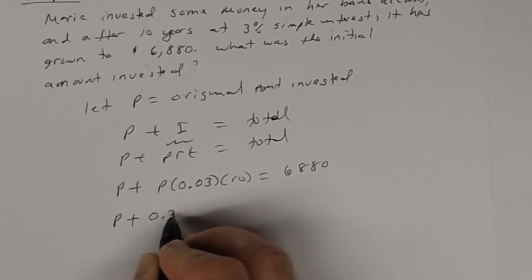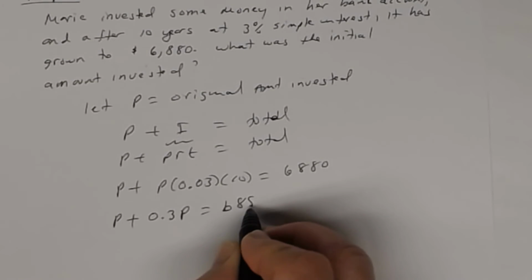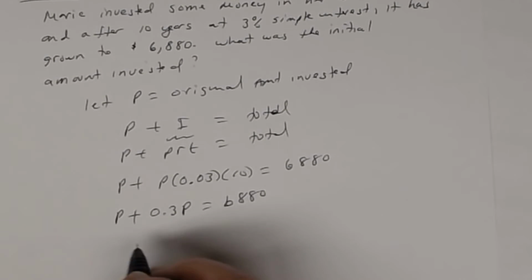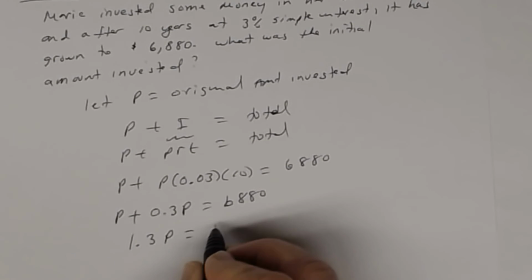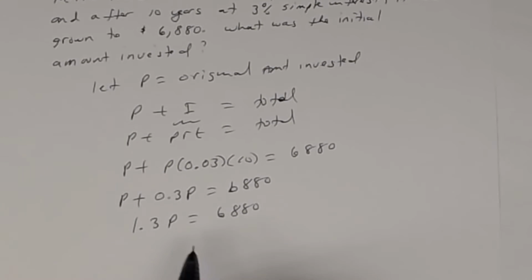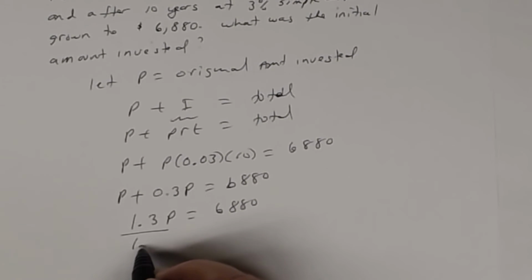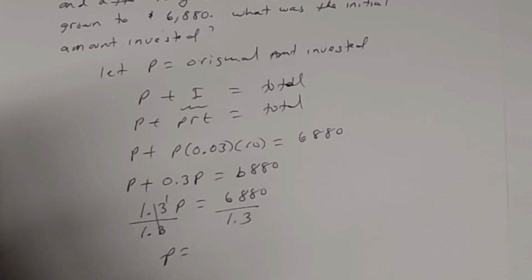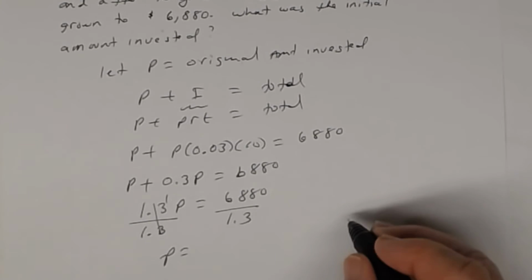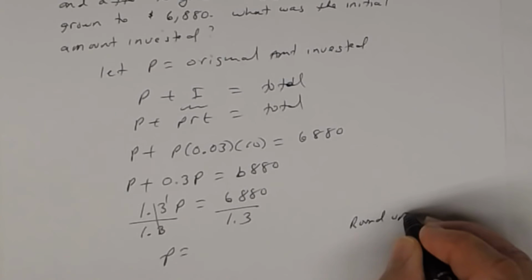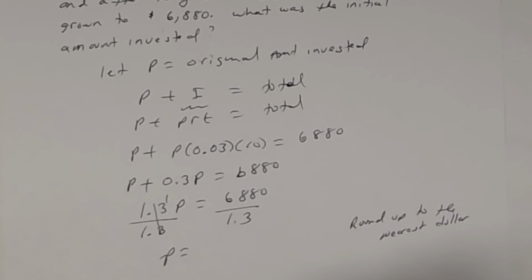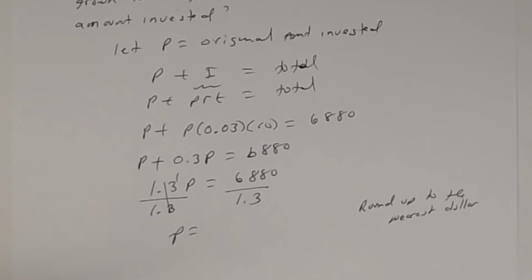So P plus 0.3P equals 6,880. And then combining like terms, 1P plus 0.3P is 1.3P equals 6,880. To get P by itself, we're going to divide both sides by 1.3. And then using a calculator, we may have to approximate, just like we did here. The directions will probably say something like round up to the nearest dollar, the nearest whole number.